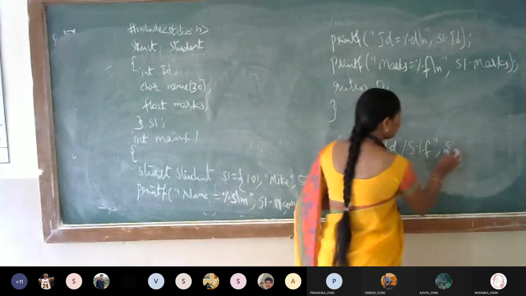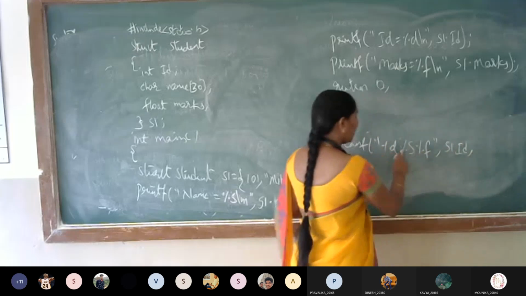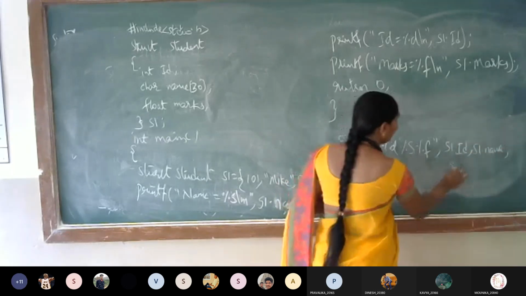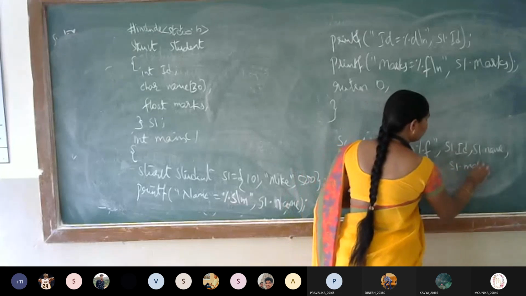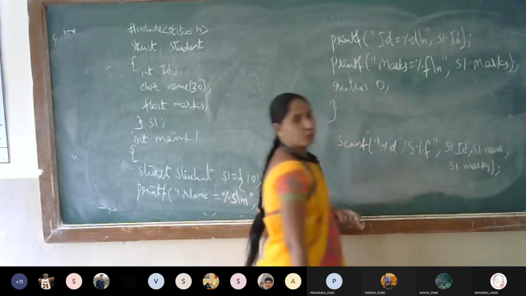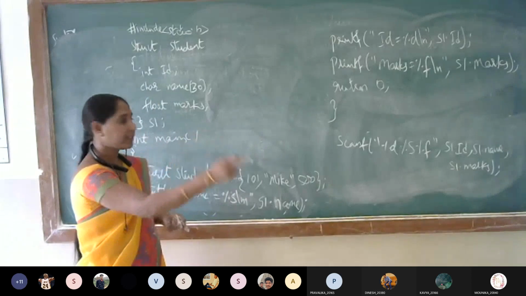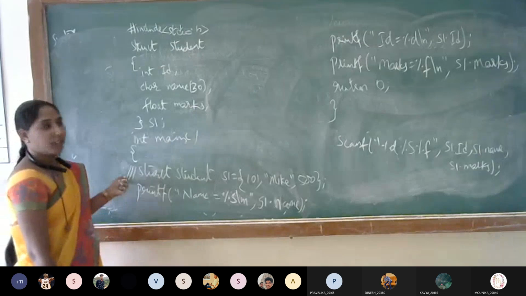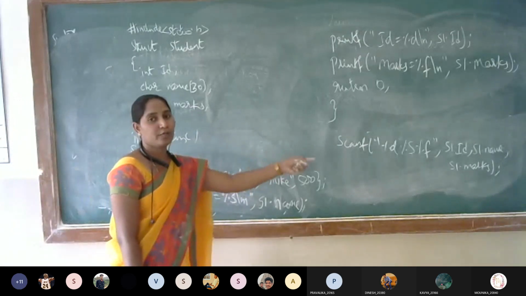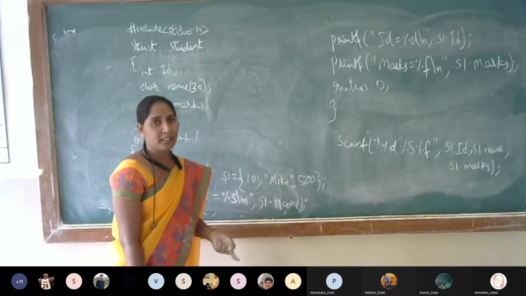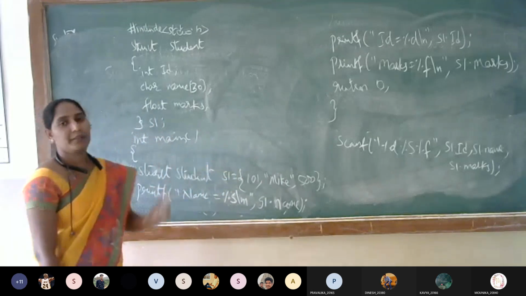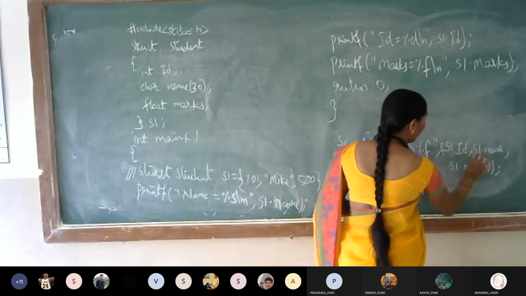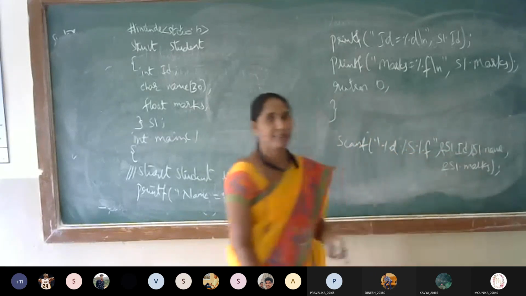So specify that as S1 dot ID, comma, S1 dot name, then S1 dot marks. Then close. Whenever you use scanf, don't write the earlier initialization; it will be a comment line. Then read. Printf, enter the values of the first student's details. Then read them, then print them. Since we are reading, I have to use the ampersand operator in the scanf function.